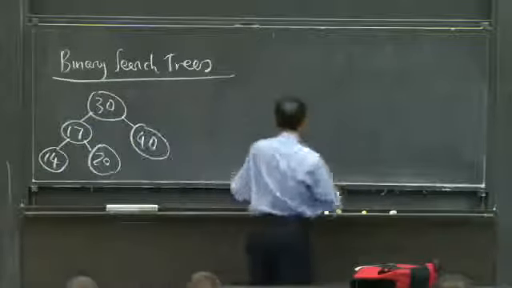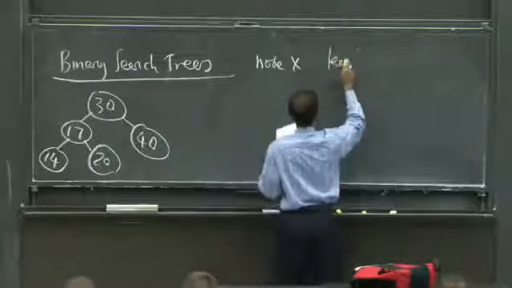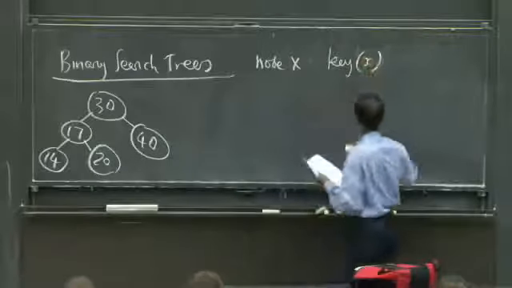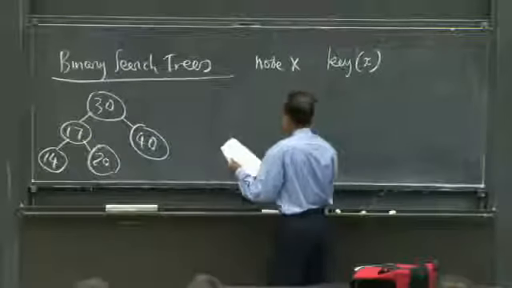And it's a binary tree. You have a node, and we call it x. Each of the nodes has a key of x. So 30 is the key for this node, 17 for that one, etc.